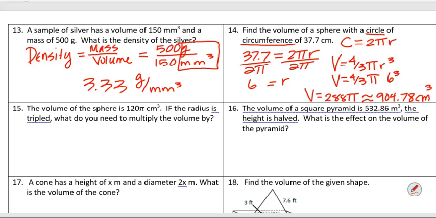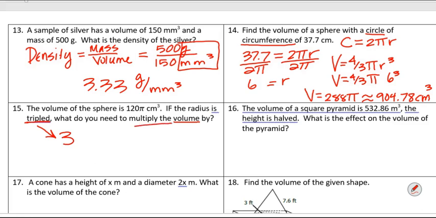Number 15 says the volume of a sphere is 120 pi centimeters cubed. If the radius is tripled, what do you need to multiply the volume by? One of the things you need to realize here is in a sphere, the radius goes in all 3 dimensions. And so we're talking about volume, and we know that if the radius is tripled, then all 3 dimensions are tripled. So we're going to pull that tripled number. That would be a 3.